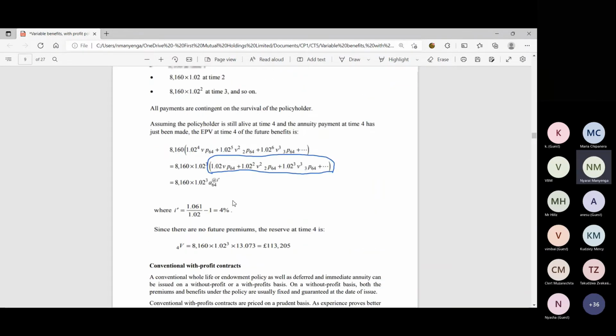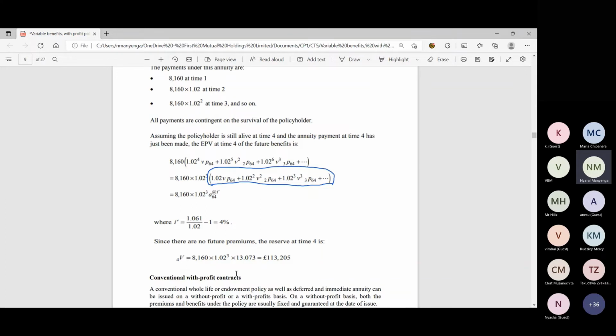So this you just look up from the tables, and you then multiply this and this, and you get your reserve at time 4 of 113,205.